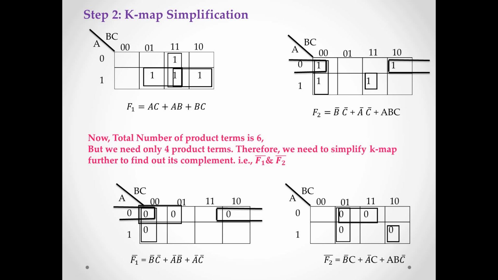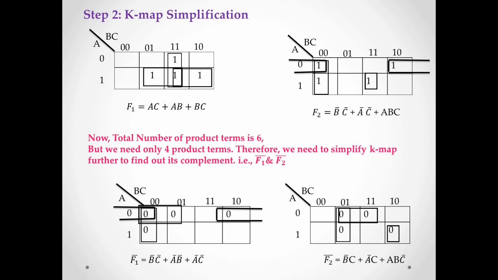By taking the complements of F1 and F2, we get F1 bar equal to B bar C bar plus A bar B bar plus A bar C bar. Similarly, F2 bar is equal to B bar C plus A bar C plus A B C bar. Now we have to check with which combination we get the 4 product terms, whether F1 bar and F2, or F2 bar and F1. If you look at F1 bar and F2, we get the 4 product terms. If you see F2 bar and F1, we are not getting the 4 product terms.